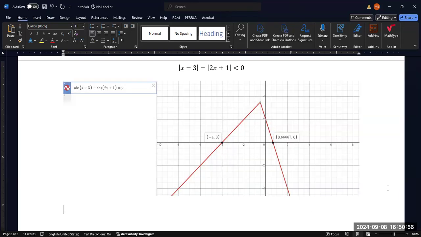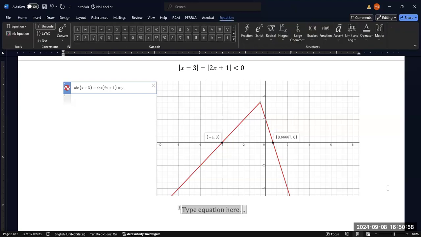So what we can say about our solution to this particular inequality, when is this graph going to be negative, less than 0? It's going to happen from -infinity to -4, not including -4 because it's not less than or equal to, and then union 2/3 to infinity.